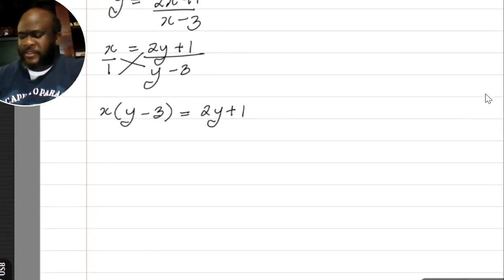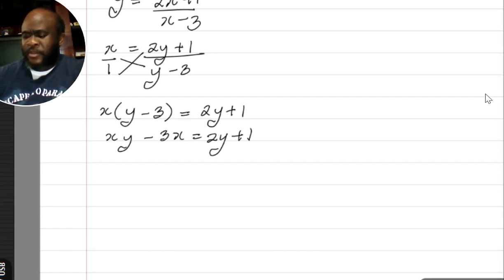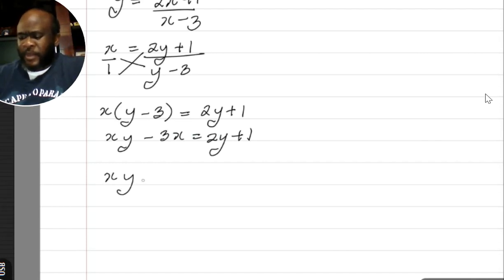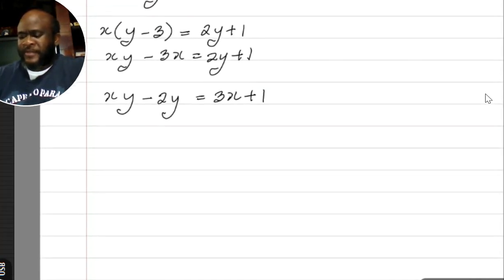I'm going to move the brackets by applying the distributive law, which says everything inside the bracket is multiplied by what is immediately outside the bracket. So x times y is xy, minus x times 3, which is 3x, is equal to 2y plus 1. I'm trying to make y the subject, so I need to get all y's on one side. Anything that doesn't have y goes to the other side. So I have xy, positive 2y comes over and becomes negative 2y, and negative 3x goes over and becomes positive 3x plus 1.